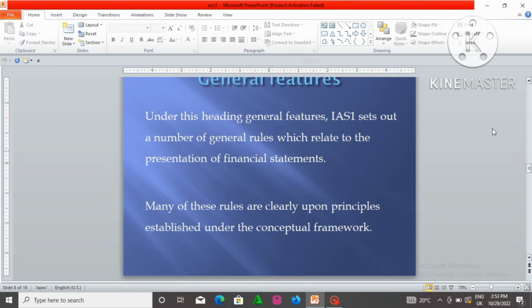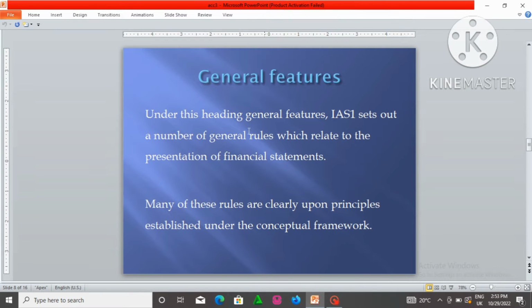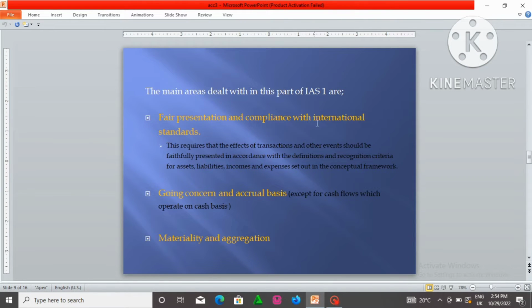So today we're going to look at the general features still under IAS 1. The general features set out a number of general rules which relate to the presentation of financial statements, and many of these rules are clearly based upon principles established under the conceptual framework. So basically, we are going to look at a few rules and principles we need to follow as we prepare our financial statements. We have main areas dealt with under this part of IAS 1, or under the general features, and these include fair presentation and compliance with international standards.